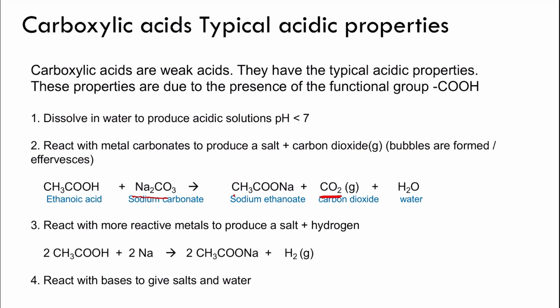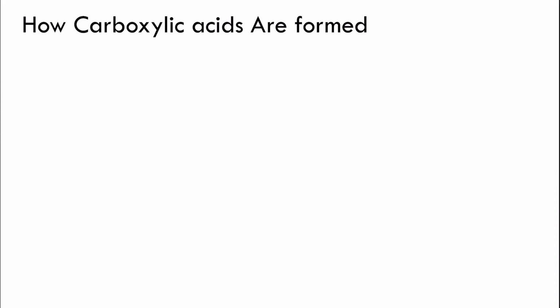And finally, because they are acids, they will react with bases to give you salt and water. So the main source of the acidic properties is the carboxylic acid group. This hydrogen is acidic.